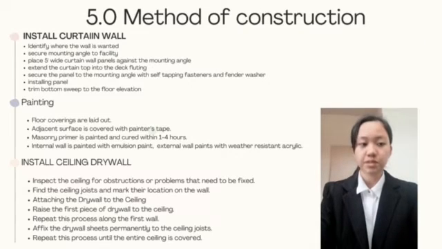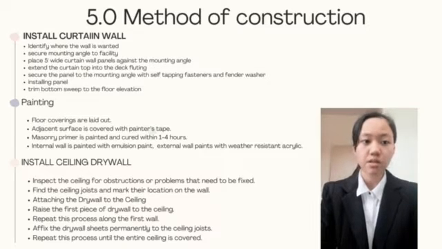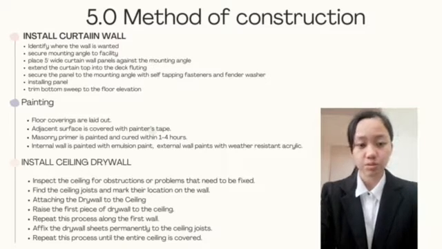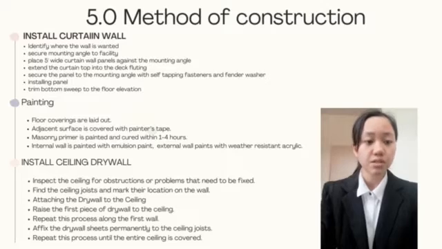The method of painting. First, floor covering is laid out. Second, the adjacent surface is covered with painter tape. Masonry primer is painted and cured within 1 to 4 hours. The internal wall is painted with emulsion paint, external wall paint with weather-resistant acrylic.